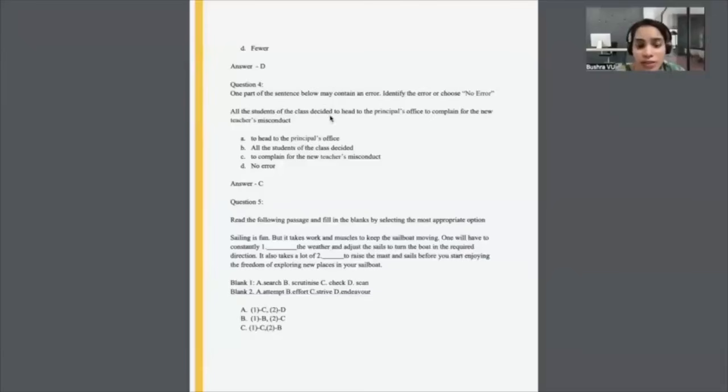All the students of the class decided to head to the principal's office to complain for the new teacher's misconduct. See, technically, this is actually a wrong question, right? Here, it should have been about the new teacher's misconduct, right? But then since there's no option here, I think that's why the correct answer selected is C.